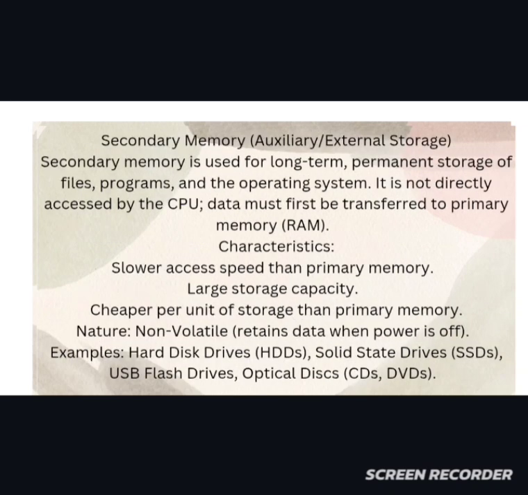Secondary memory, auxiliary external storage. Secondary memory is used for long term permanent storage of files, programs, and the operating system. It is not directly accessed by the CPU. Data must first be transferred to primary memory, RAM. Its characteristics are slower access speed than primary memory, large storage capacity, and cheaper per unit of storage than primary memory. Nature: non-volatile, it retains data when power is off.